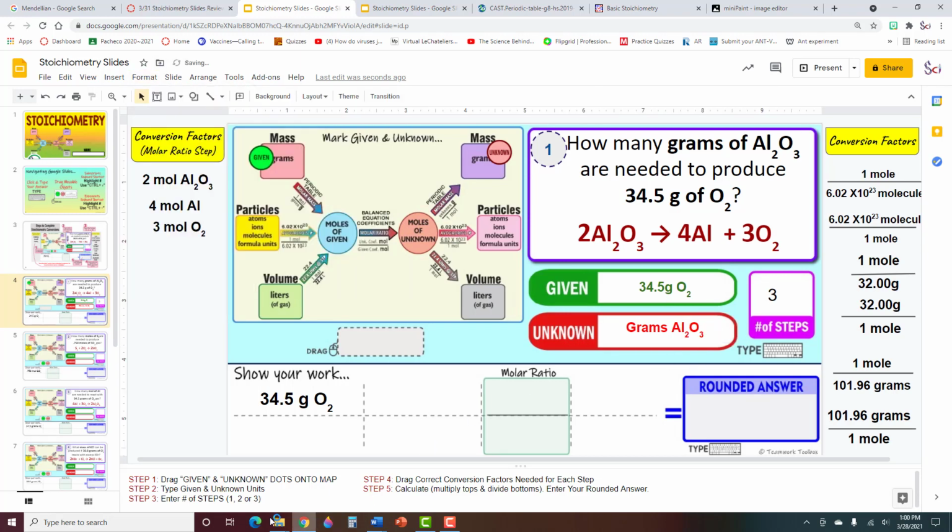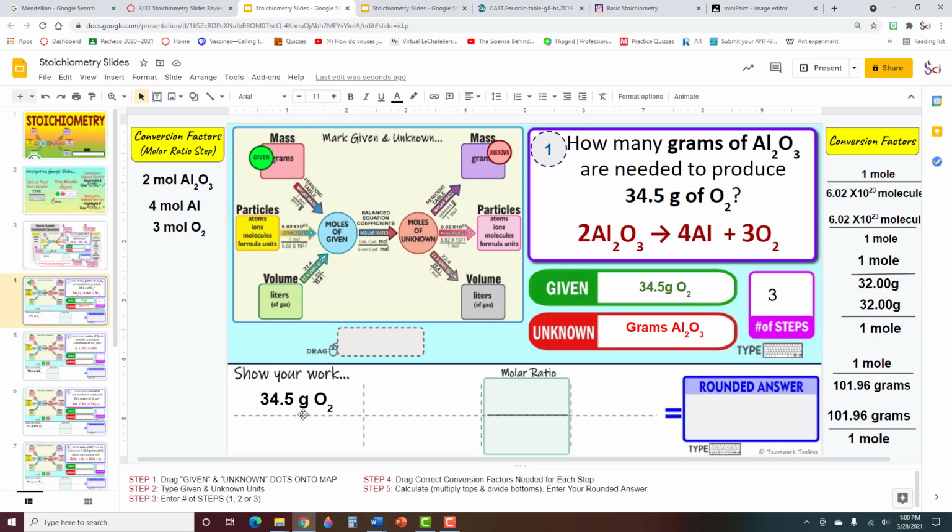All right. Next step, enter the number of steps. Oh, we already did that. 1, 2, or 3. So it just depends on how many arrows are on your path. And then step 4, drag the correct conversion factors needed for each step and then calculate. So we're going to start here. This is our starting amount already. And then what's going to go here in this spot, you're going to grab from over here.